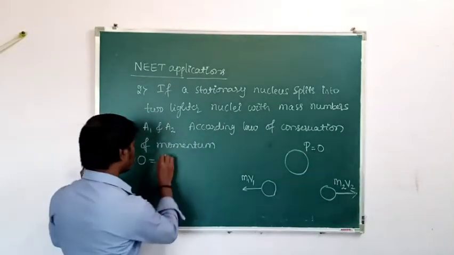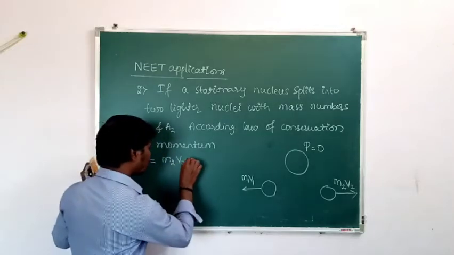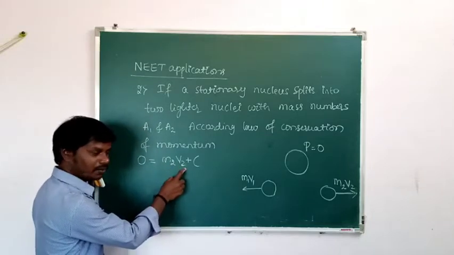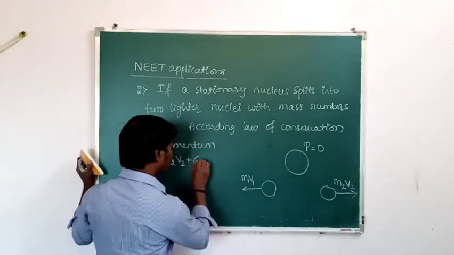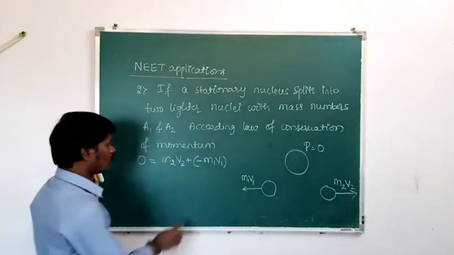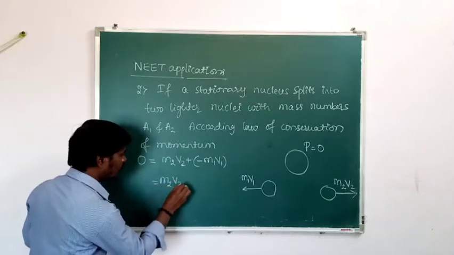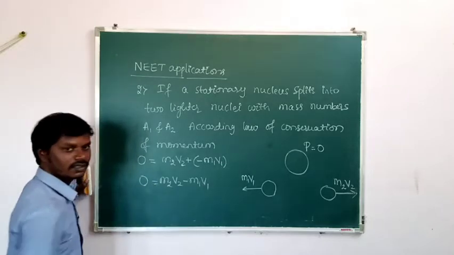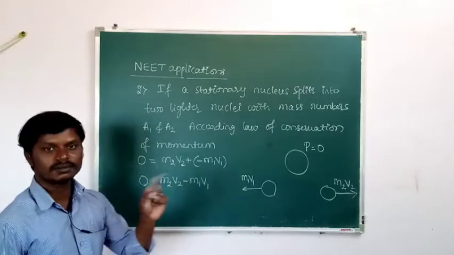Then I will write the momentum of the second lighter nucleus, that is in positive direction, and the momentum of the first lighter nucleus, that is in negative direction. That is why minus of m1 into v1. Then plus into minus, that is minus. Then m2 into v2 minus m1 into v1, but here both momenta are equal. Then I will take this minus m1 into v1 to the left hand side, that becomes plus m1 into v1.